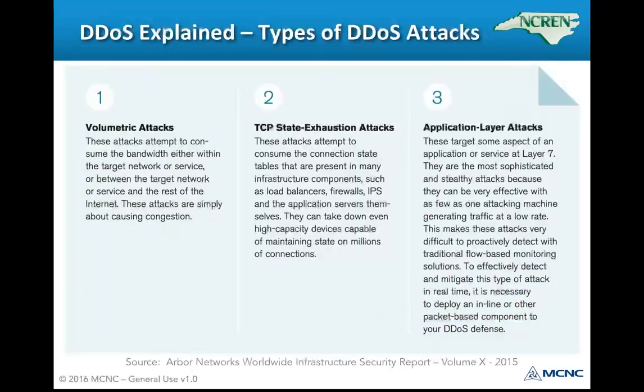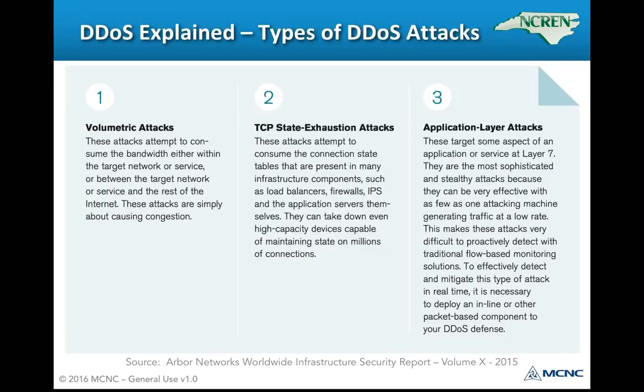So this is some information that comes from an Arbor Networks report that came out last year. There's a lot of different ways to think about how to classify different types of DDoS attacks. I think this one is pretty good, pretty easy to understand. So what they talk about are one type being volumetric attacks. So these are very high volumes of traffic.